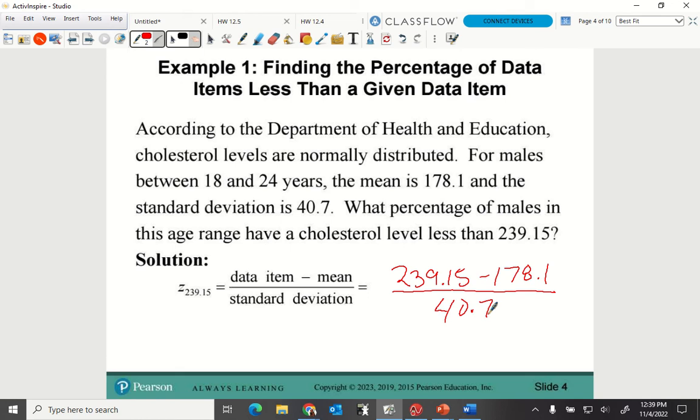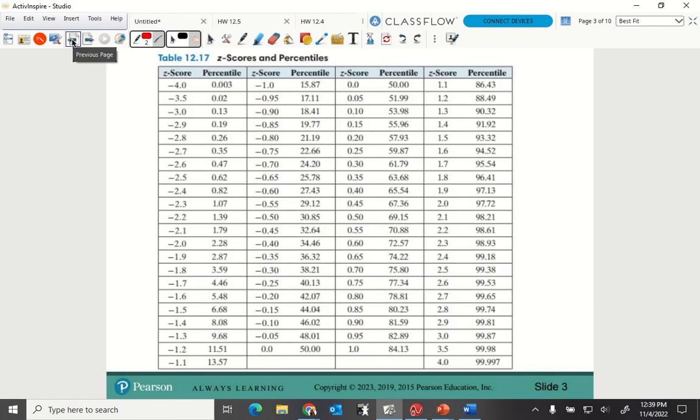Got it? All right, so what do you got? 1.5. Positive or negative? Positive. So I get a positive 1.5. So that is my z-score, is positive 1.5. Now, let's go to the table. Go find positive 1.5. So my percentile is 93.32 percentile.